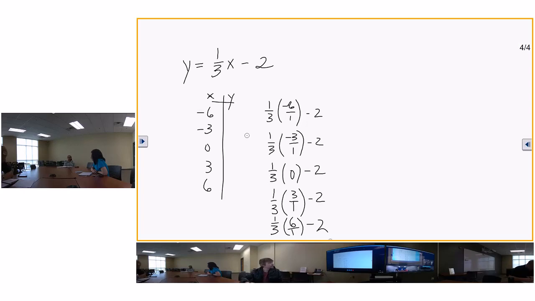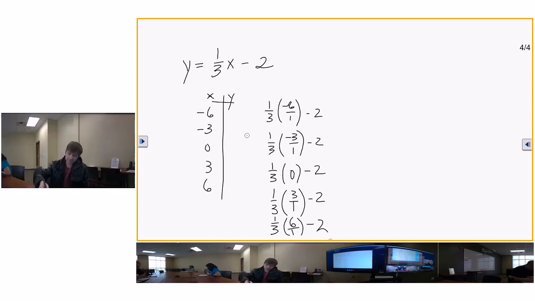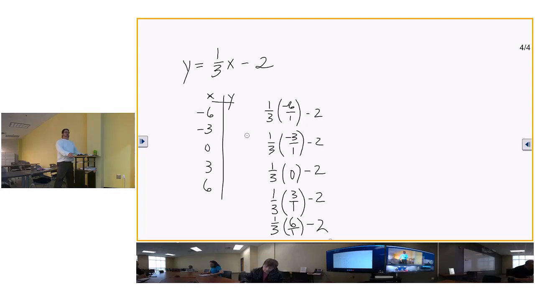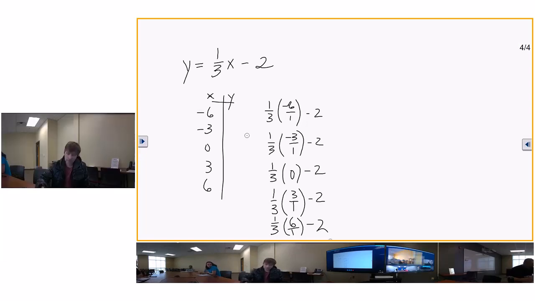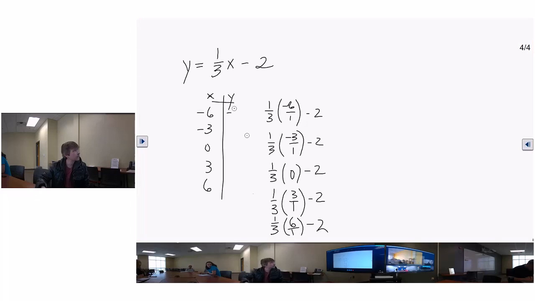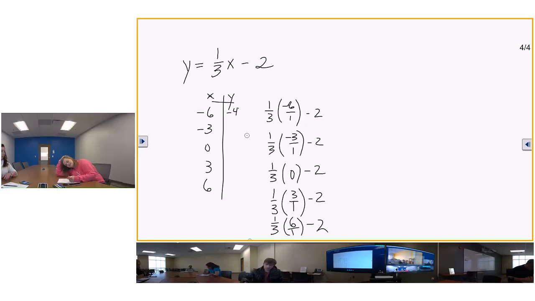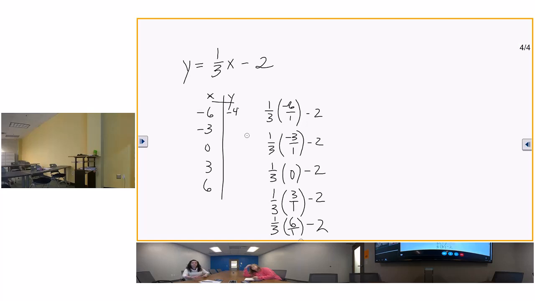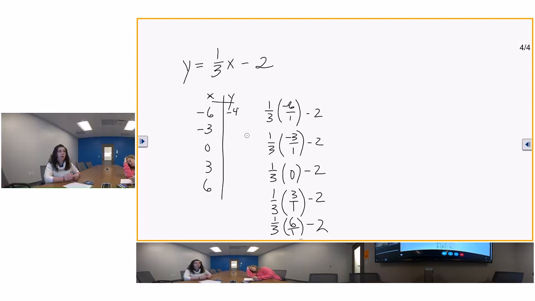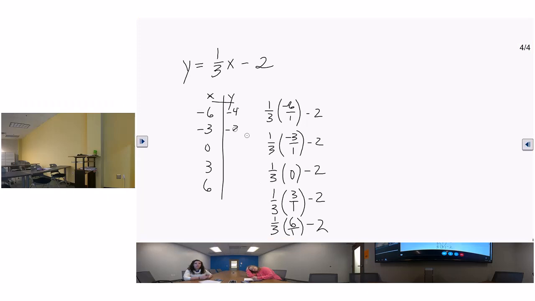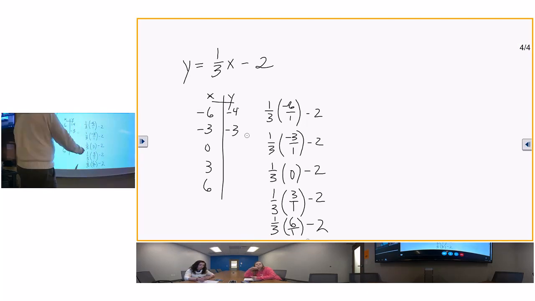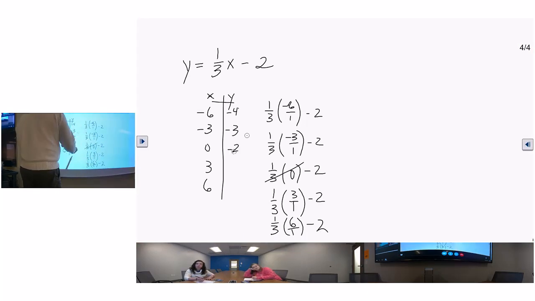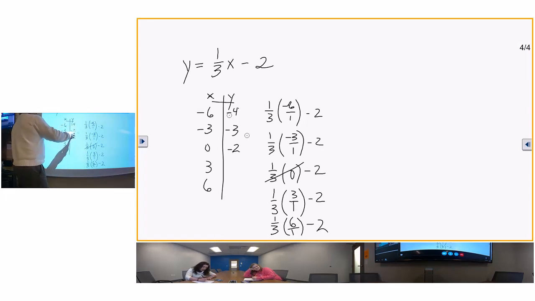So, -2, oh, here's something. -4. So what's -6 divided by 3? Why are we dividing? -2 plus a -2, cancel those out. Negative 4. What's negative 3 divided by 3? Negative 1 minus 2. 0 minus 2. And then look at the pattern. Negative 4, negative 3, negative 2, and 0.